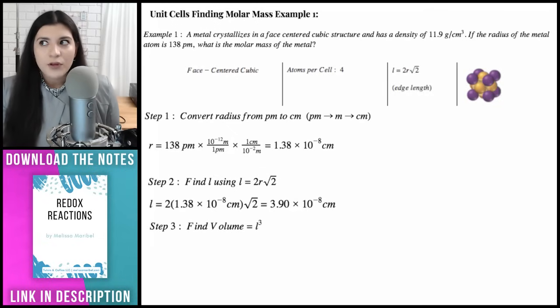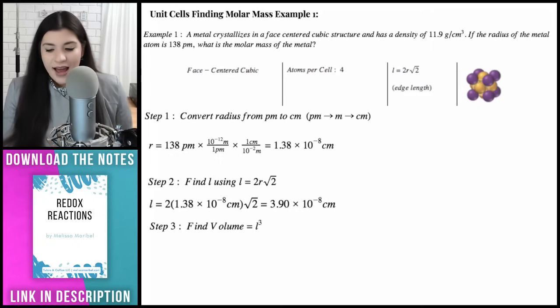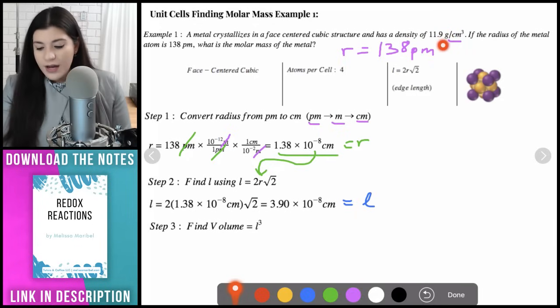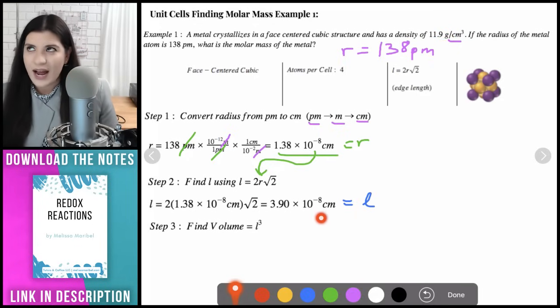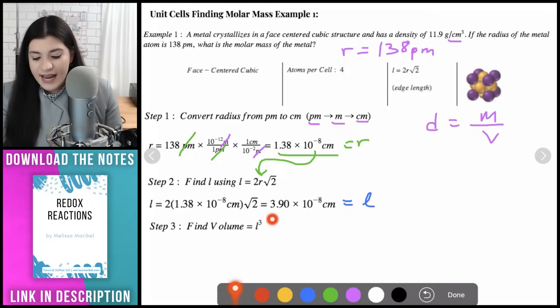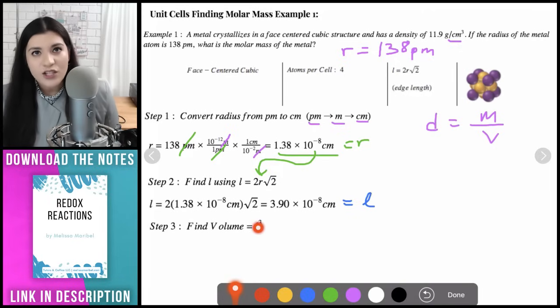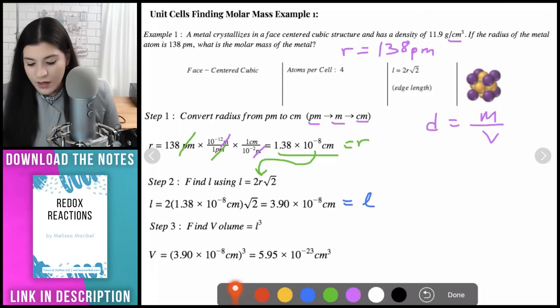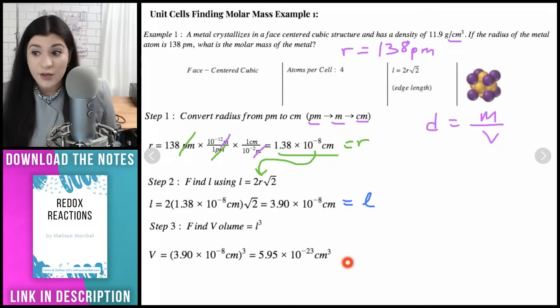But remember, I'm looking for my mass. And what's going to allow us to get to our mass is the fact that the density is in grams. So since I have centimeters right now, I need to find the volume. Because remember, density is mass divided by volume. So I actually have to cube the edge length, or the L, to find our volume. So when I do that, now I have the proper unit of cubic centimeters.